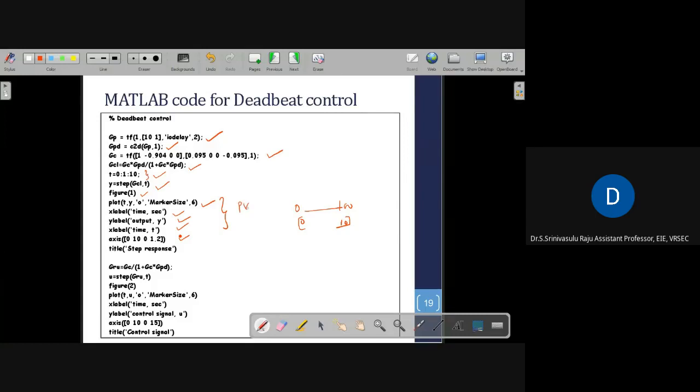How the PV variable reaches the set point. Then you need to plot the controller output, using the controller transfer function. The same step input we provide to the controller, and we see the control signal. Okay, this is the MATLAB code for the deadbeat controller.